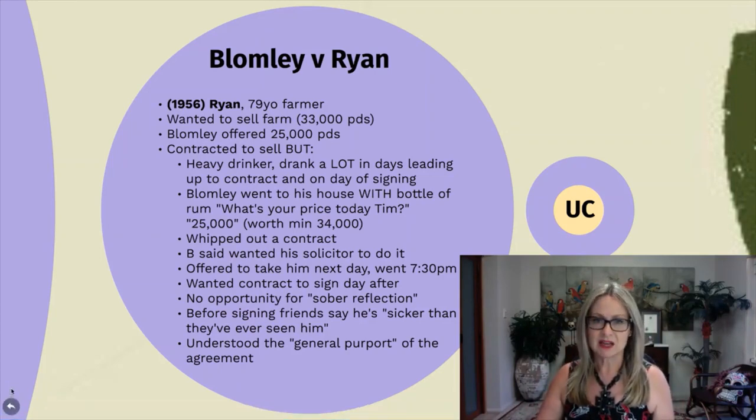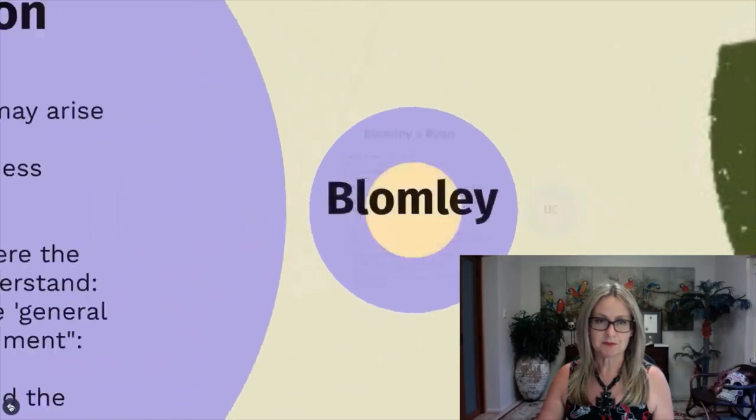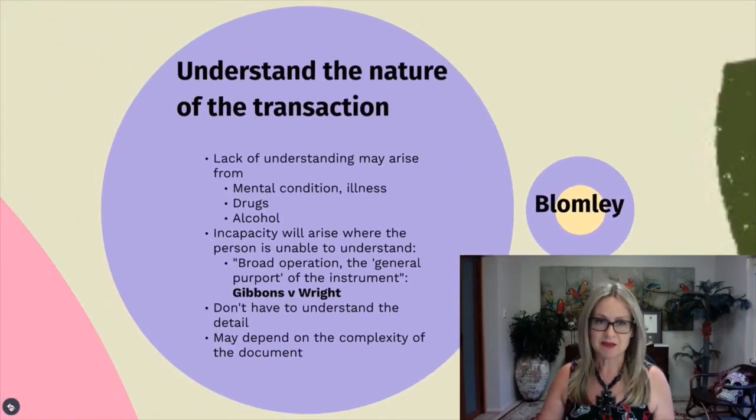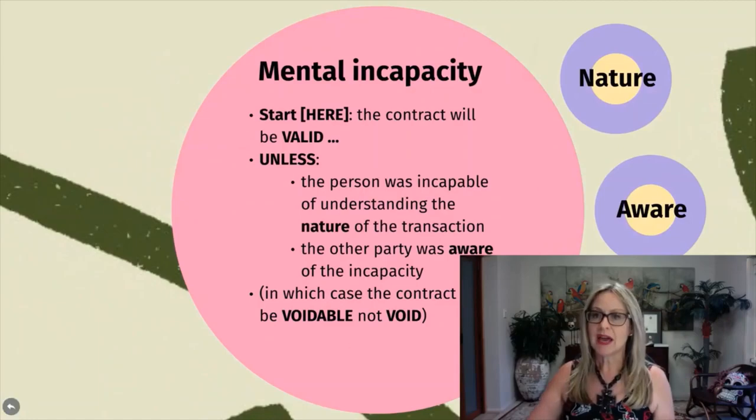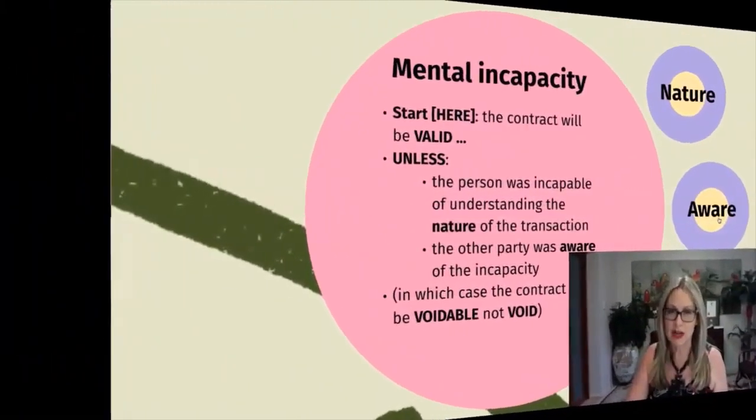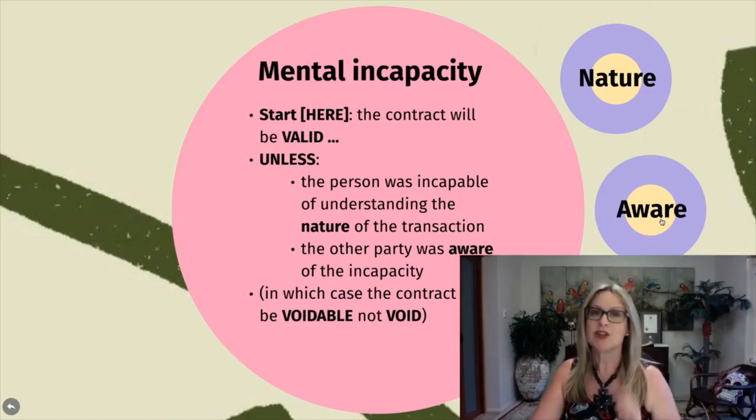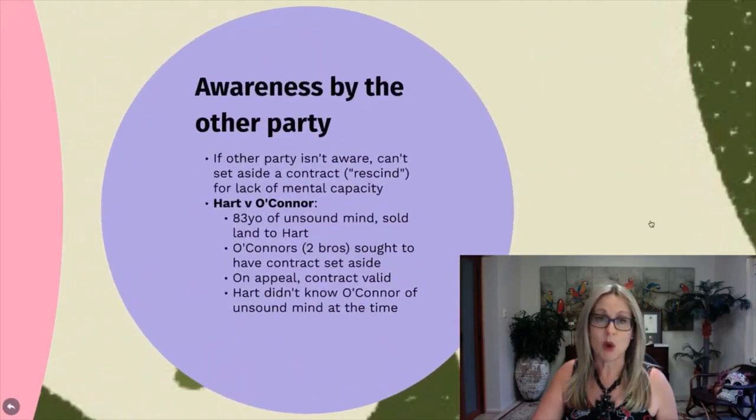So that is mental incapacity and understanding the nature of the transaction. What's the other prong in the argument that you need to prove when you are trying to establish that you were mentally incapable of understanding what it was that you were doing? You have to show that the other party was aware that you were mentally incapable. If the other party is not aware of your problem, then you can't ask the court to set aside the contract for lack of mental capacity.